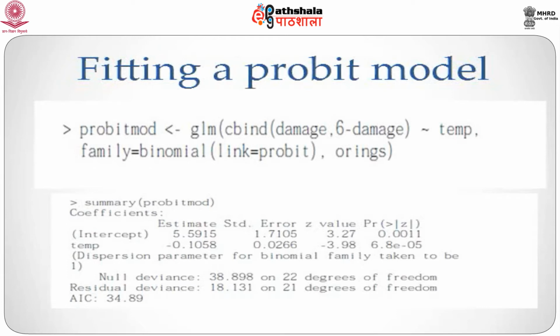On this line, we have used the GLM function to fit a probit model to the O-rings data. The syntax is almost as similar as before. The outcome is represented by cbind of damage and 6 minus damage, and this is regressed on temperature using the syntax tilde temperature, just as before. As before, we say family equal to binomial and data equal to orings. The only extra piece of code is that we need to say link equal to probit.